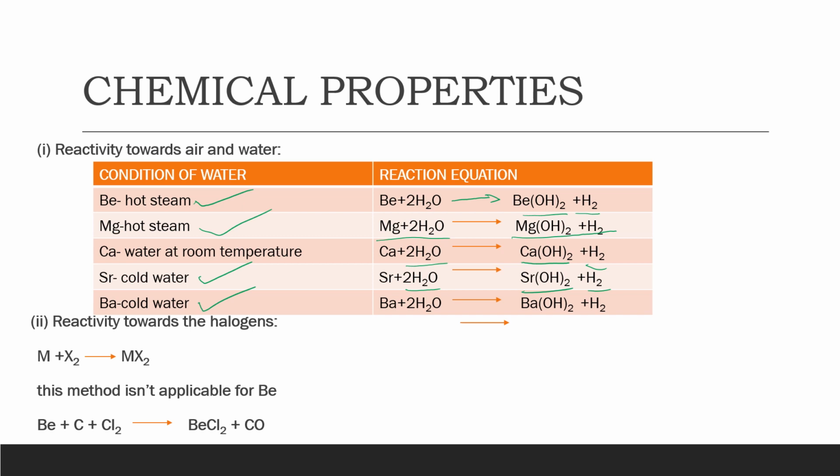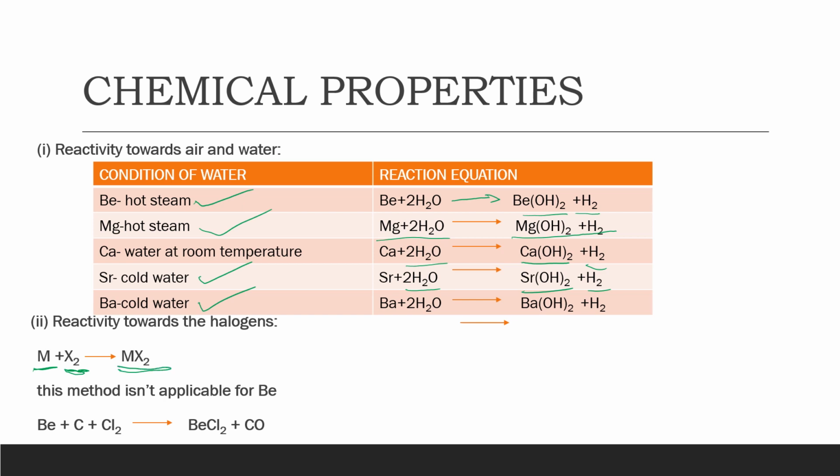Next is reactivity towards the halogens. As you know, halogens are group 17 elements, consisting of chlorine, fluorine, bromine, iodine, and so on. The basic reaction is: M is the group 2 elements, which is beryllium, magnesium, calcium, strontium, and barium, and X2 is nothing but the halogens. When they react, this is what is formed.